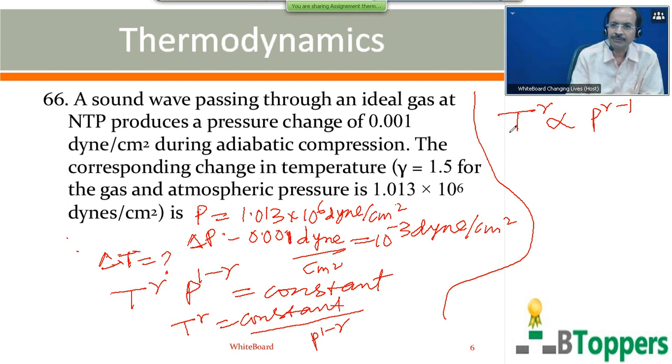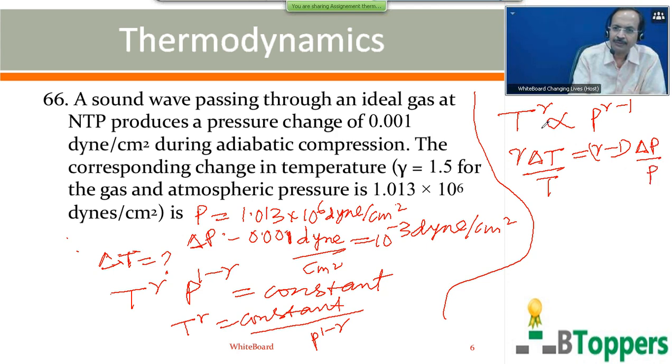So using the method you have discussed in the calculation of errors, relative error, for small changes in pressure and temperature you can write gamma into delta T by T, that is gamma times the fractional change in the temperature, as gamma minus 1 times delta P by P. So delta T can be written as gamma minus 1 by gamma into delta P by P. Of course, you have to multiply with T on the right side.